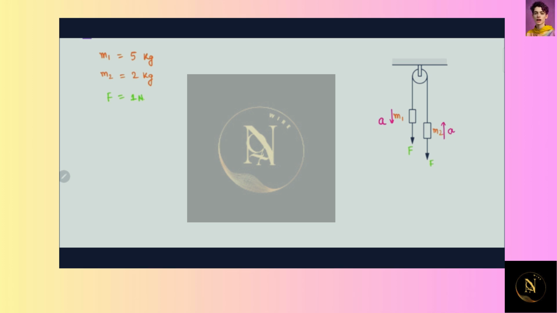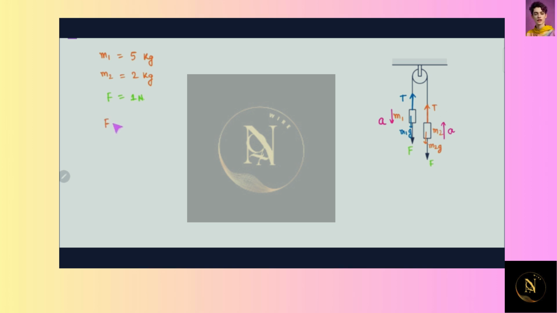On M1 block, the force due to gravity will be acting downward, which will be M1g, and a tension force will be acting in the upward direction, that will be T. On M2 block, again the force due to gravity will be acting downward, that will be M2g. A tension force will be acting in the upward direction, which is T, and on both the blocks F force is acting as it is.